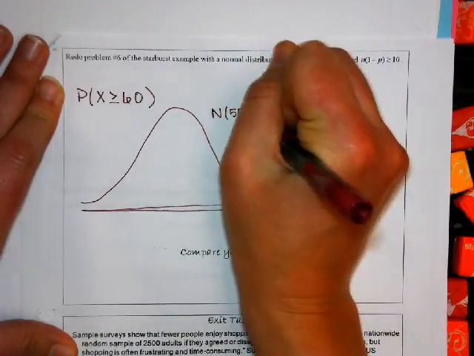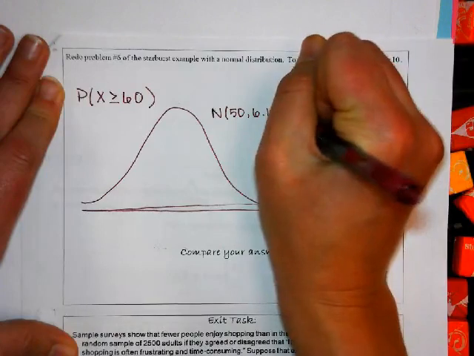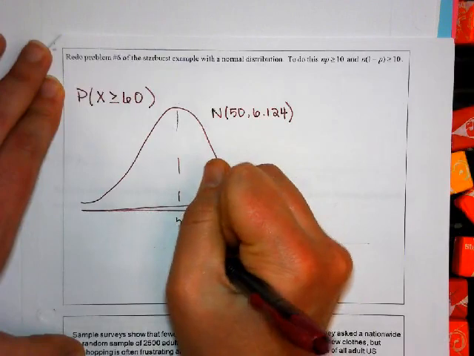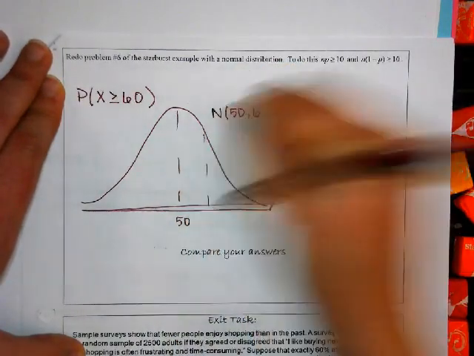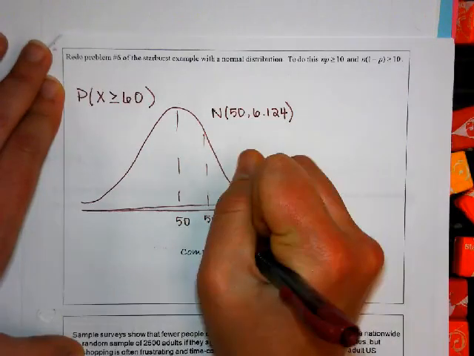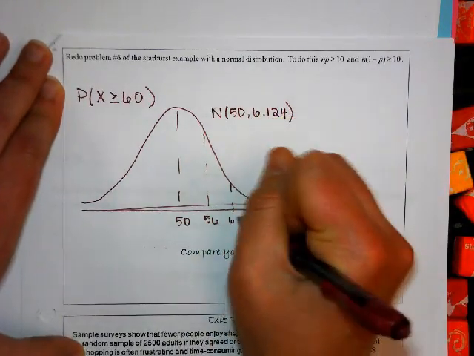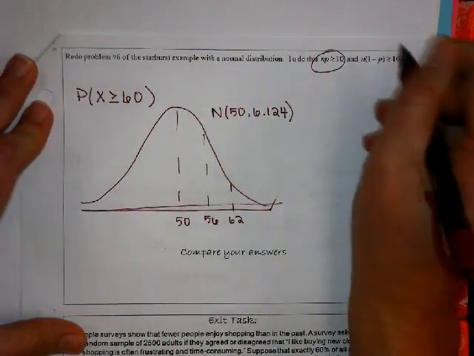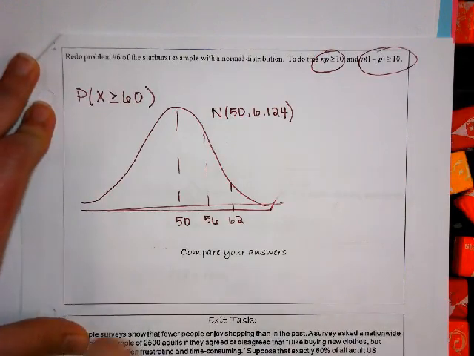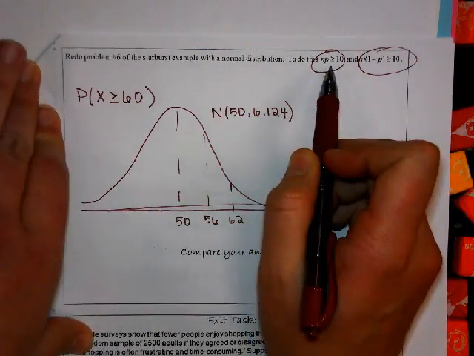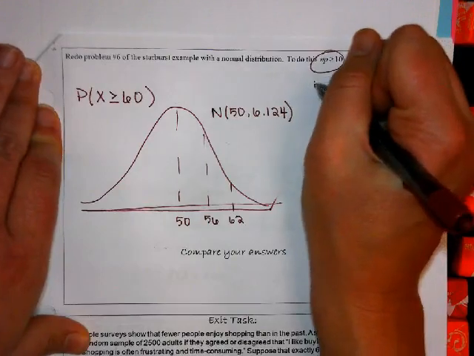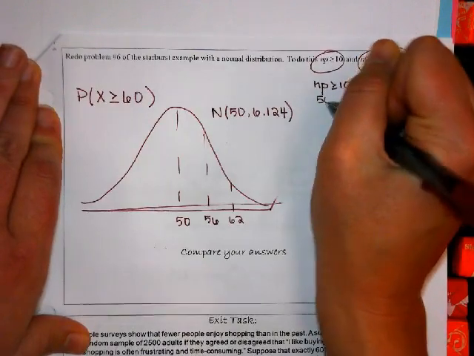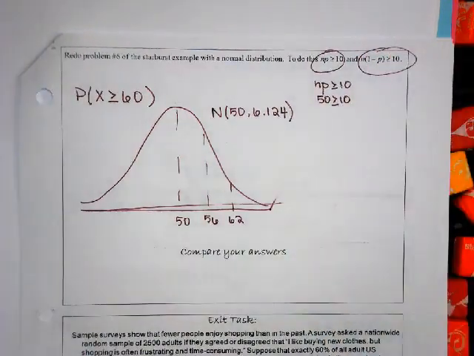We do need to make sure that the number of successes and failures is greater than 10. N times P is your mean. So N times P was 50. 50 is greater than 10. My number of failures would be the not strawberry, and if I had a sample of 200 and 50 of them are strawberry, how many are not strawberry? 150. So the number of failures is also greater than 10.